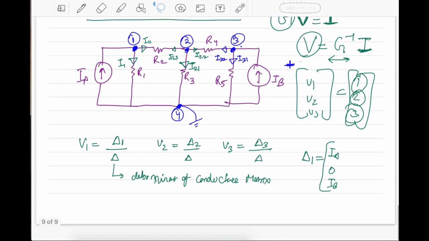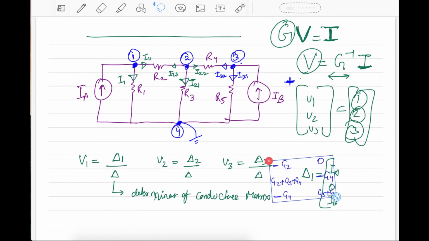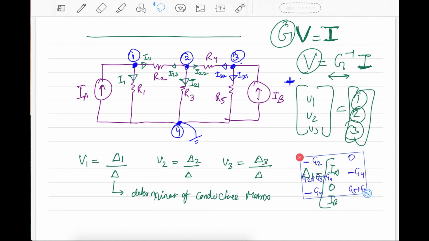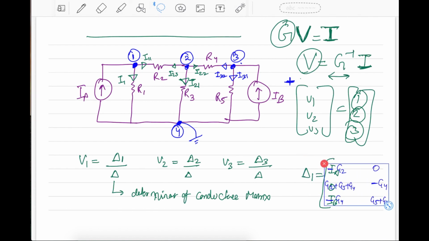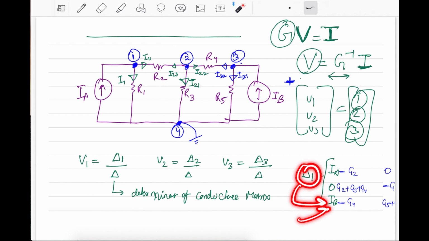So once you do that, you will put these here, this side. I hope you all get the point that in order to calculate delta 1, you will put these values of the vector in the first column, and the rest of the columns of the determinant will remain the same. Then you calculate the determinant of this matrix. That value is delta 1, and then you divide it by the determinant of the conductance matrix, which is delta. So you will get a specific value of V1.